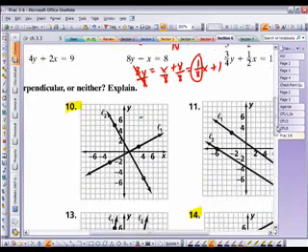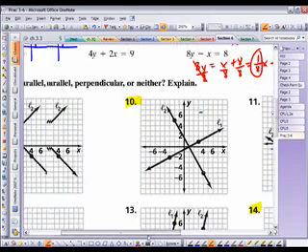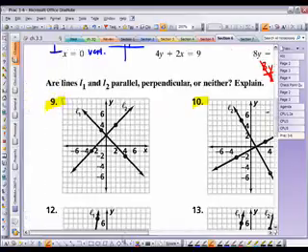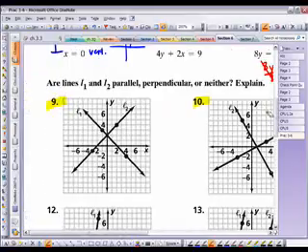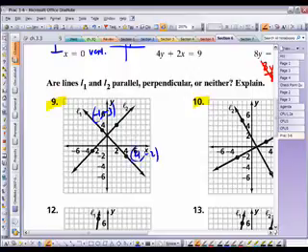Okay, same idea for these problems, except now you are given a graph instead of points. Actually, we're given a graph and points instead of an equation. So for the line L1, we have the point -1, -3, and here we have the point 4, -2. So let's find the slope between those two.